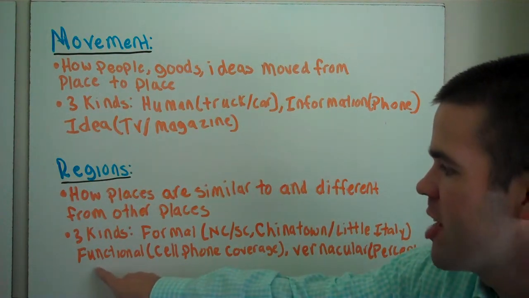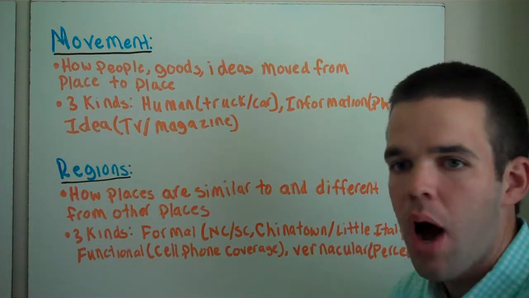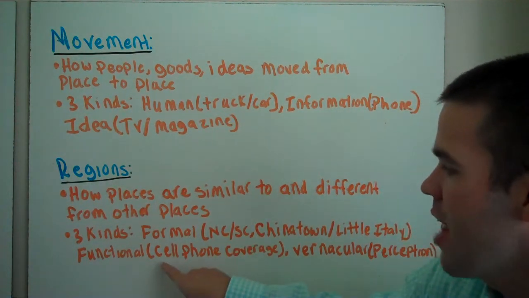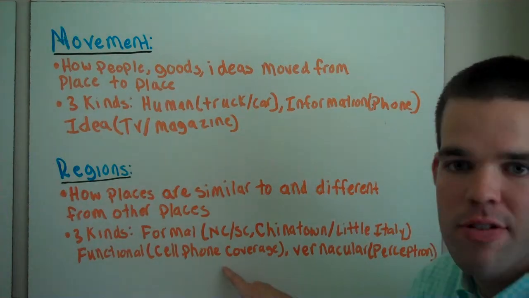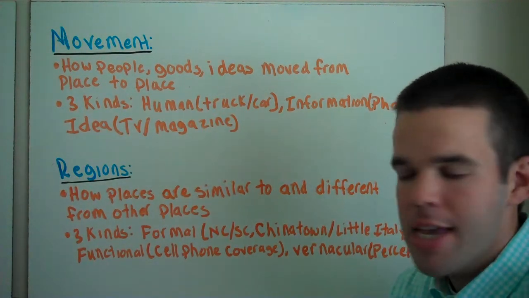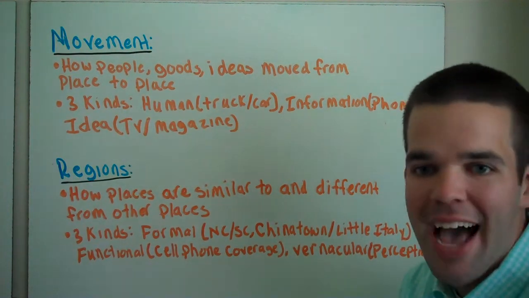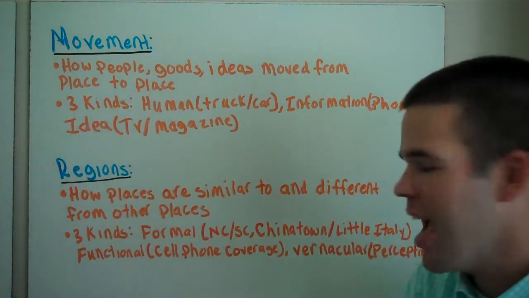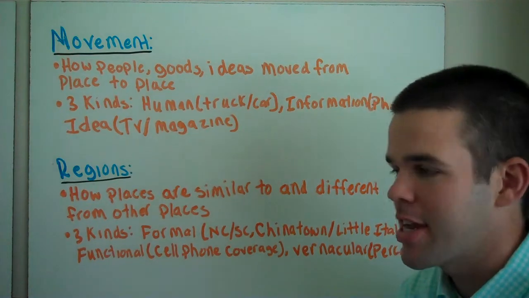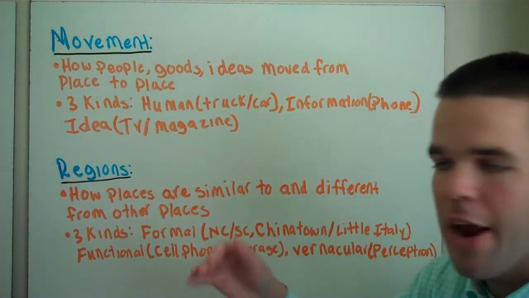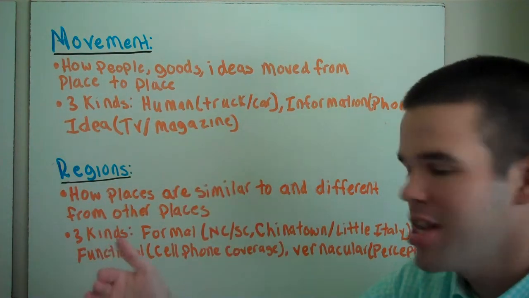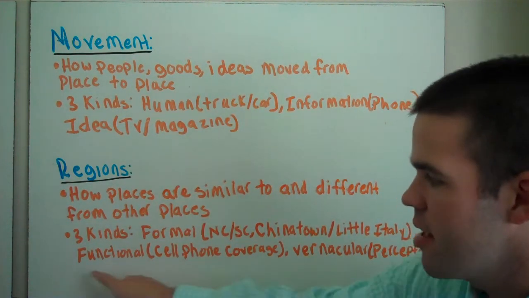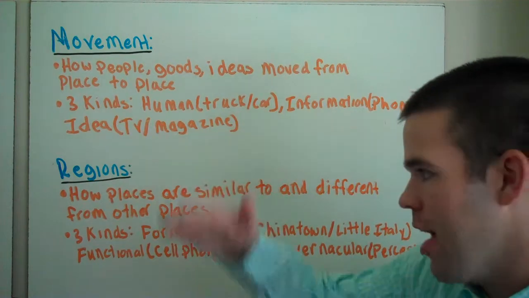The second kind of region is functional. Functional always serves a purpose. The function that I like using is the cell phone coverage area. Here in Johnson County, we use a 919 area code, but if you go 1 county up in Wilson County, they use a 252 area code. So 1 area up serves a different function than 1 county down. So that's a different function for 1 county to another.